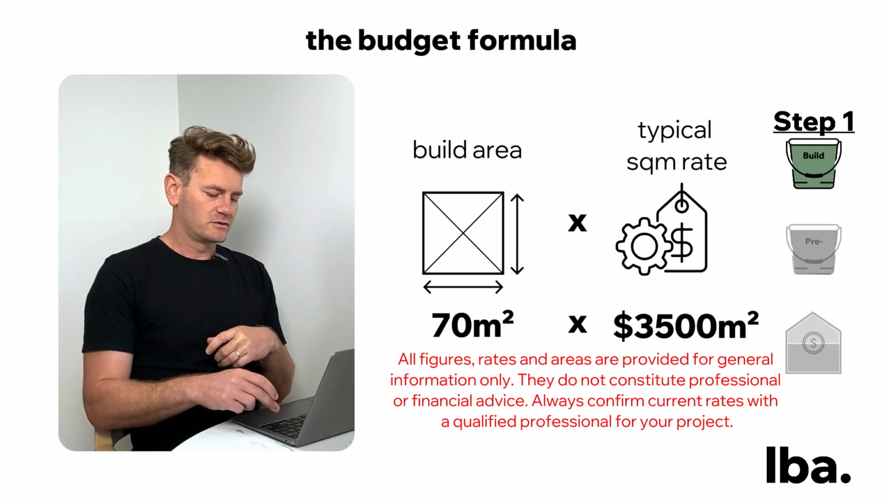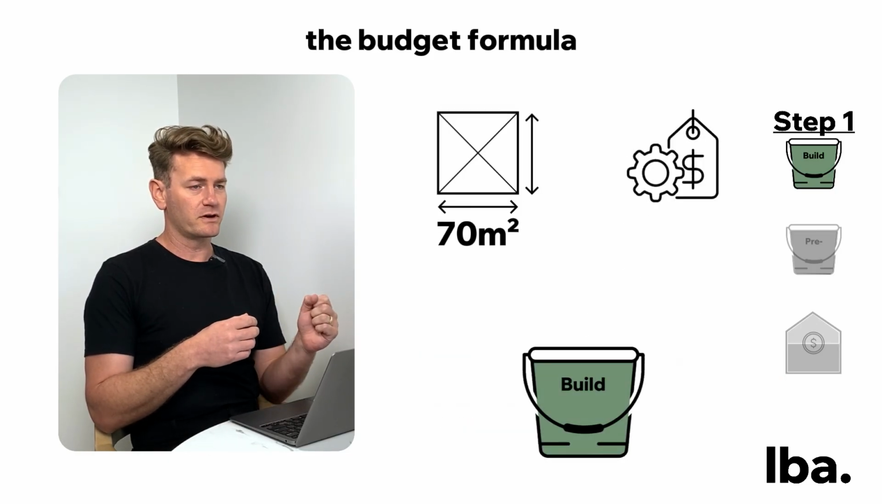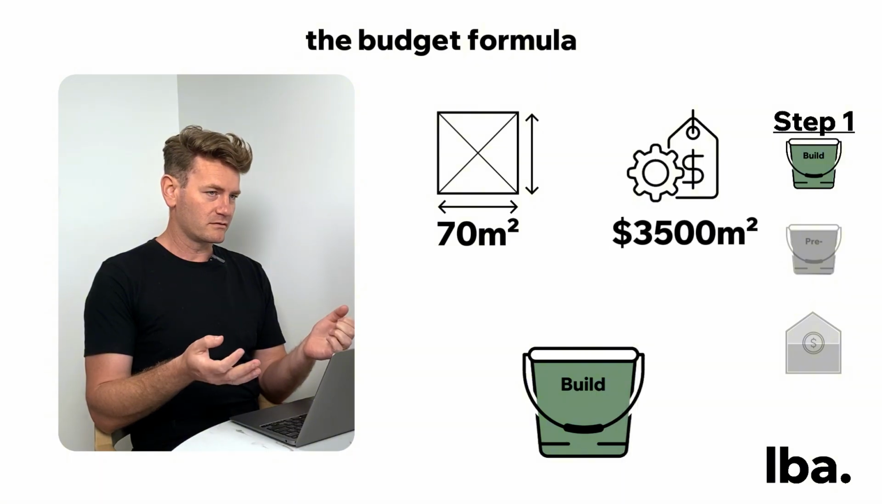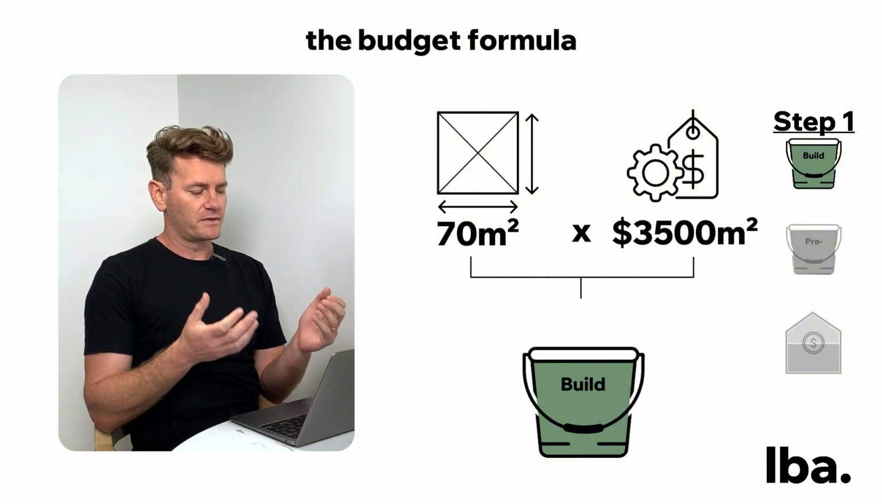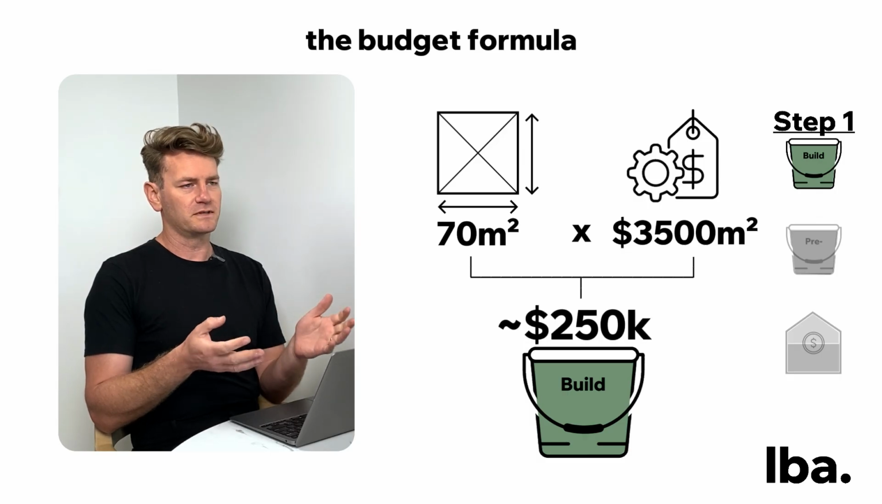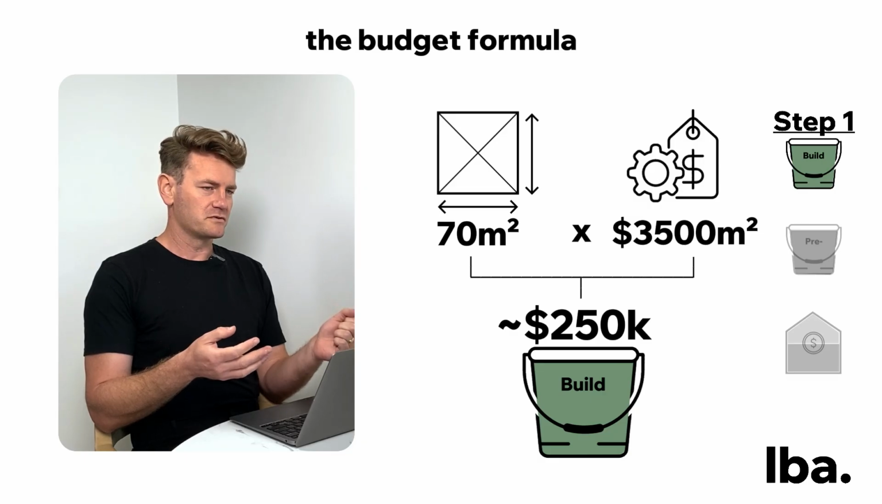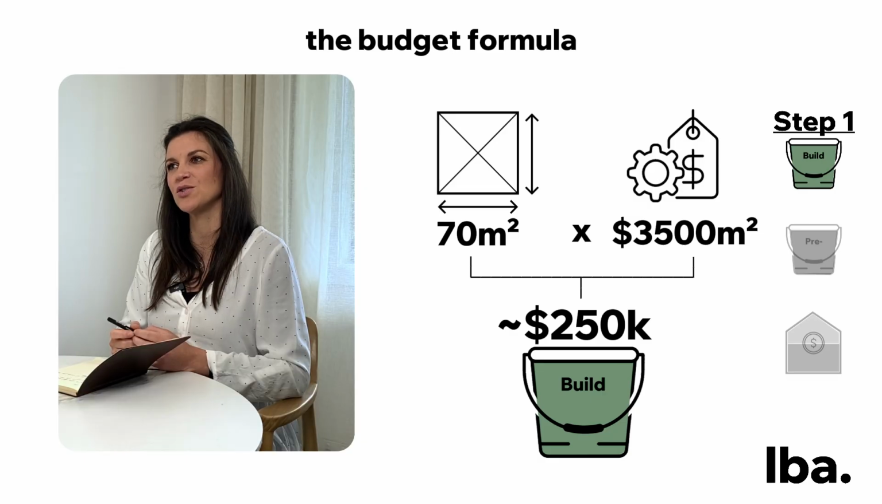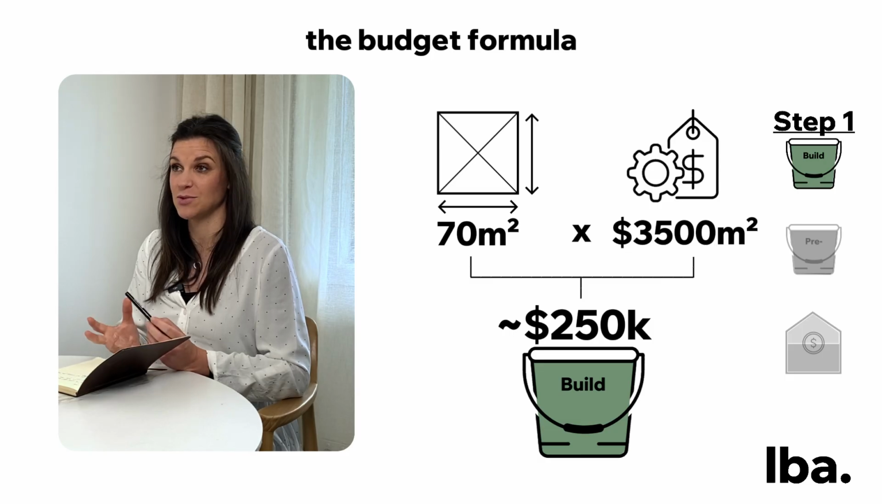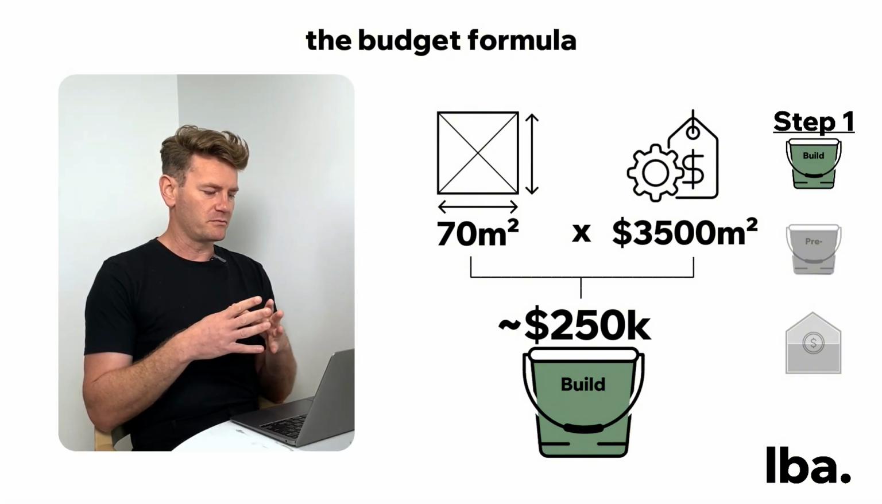So all we do is we use our 70 square meters build area, multiply that by the square meter rate, $3,500. That gives us an indicative construction cost of $250K, let's say, round figures. All right, so that's your build bucket, 250 grand. So that's the cost you're going to spend when the builders start on site and start on the build itself. Yeah, the construction. So the materials, the labor, and the like that we mentioned before.